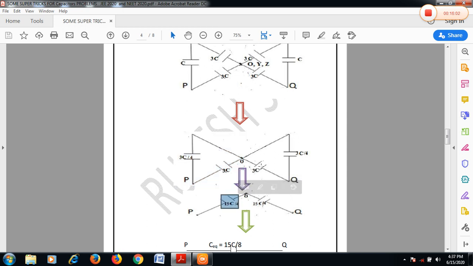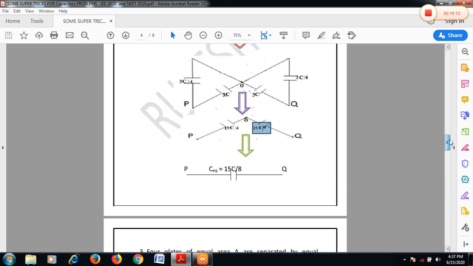And identically, these 3C and 3C by 4 are connected in parallel combination, resulting in 15C by 4, right? And again we have these 15C by 4 and 15C by 4 connected in series, which results in 15C by 8. Since we know that if two identical capacitors each having capacitance C are connected in series combination, then the equivalent capacitance will be half of C, that is C by 2. Here the capacitance is 15C by 4, so the equivalent capacitance will be 15C by 8.